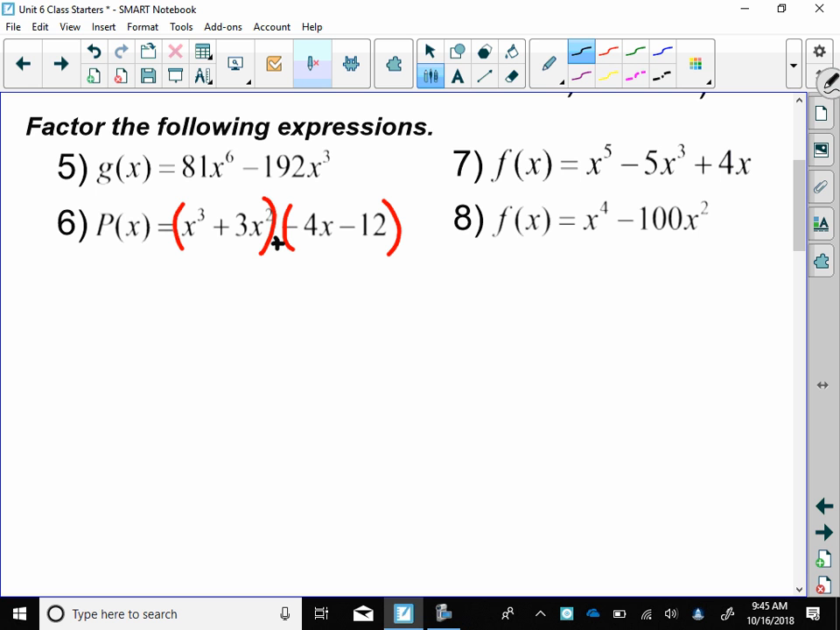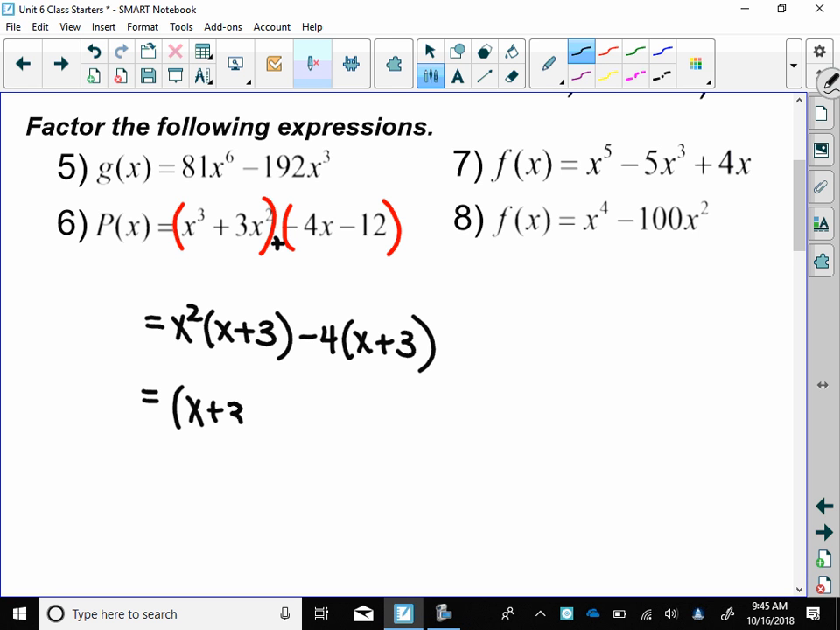groupings. And now, what can we take out of the first grouping? x squared. And that would leave us with x plus 3. What can we take out of the second grouping? -4. That would leave us with x plus 3. And it looks like grouping is going to work because what was left over is the same, so we write it, cross it out, and what are you left with?